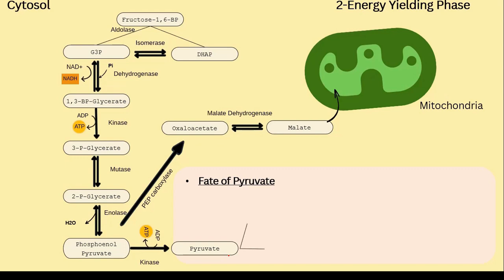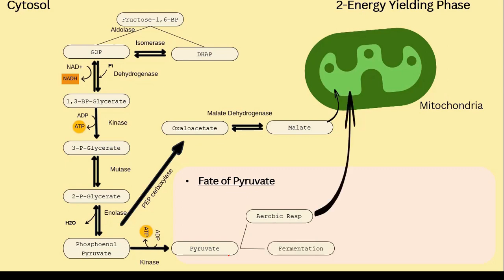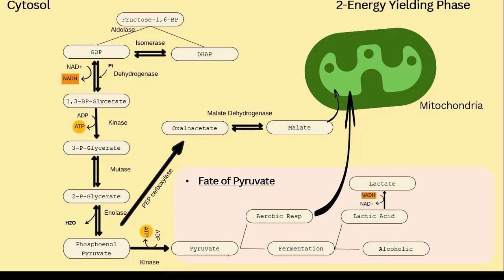move toward mitochondria in the presence of oxygen, which causes aerobic respiration, and if oxygen is not present, these 2 molecules of pyruvate undergo fermentation. Fermentation is basically of 2 types. One is alcoholic and the other is lactic acid. Lactic acid is a 3-carbon compound which is converted into lactate, converting NADH into NAD positive using the enzyme dehydrogenase.